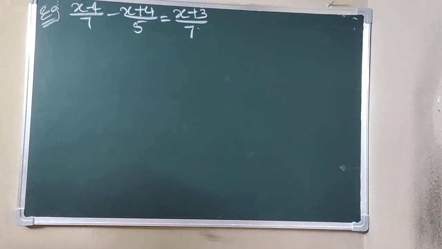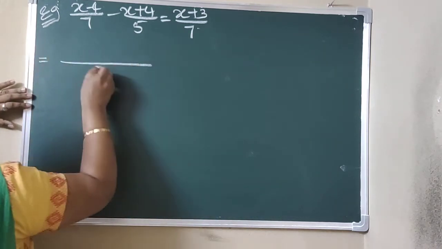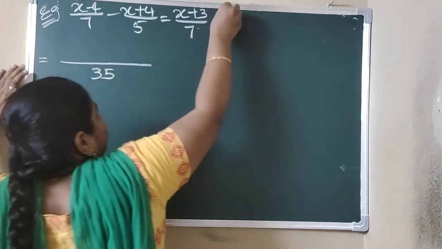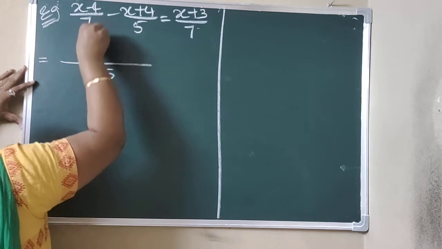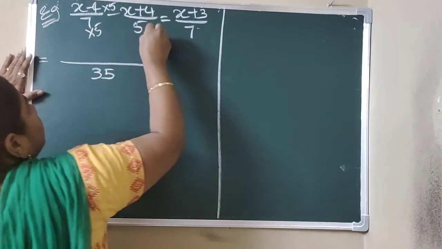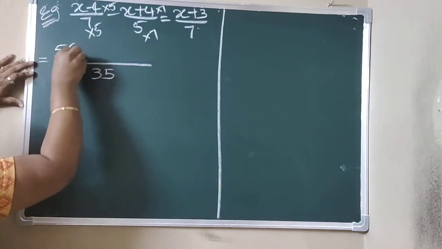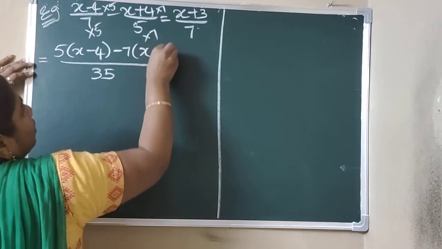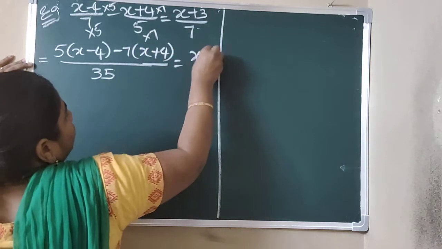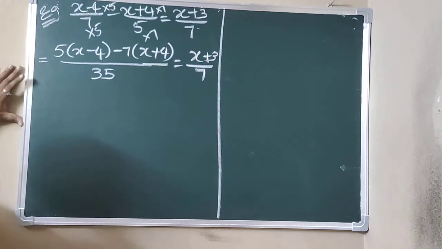So before finding the x value, first we will take the LCM of 7 and 5. So what is the LCM of 7 and 5? 7 and 5 LCM will be 35. Okay. So now here into 5, here also into 5, here into 7, into 7. So here 5 into (x minus 4) minus 7 into (x plus 4) is equals to (x plus 3)/7. Okay, so first multiply each and every term with each other.